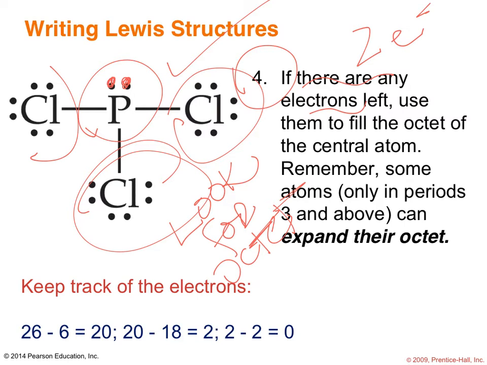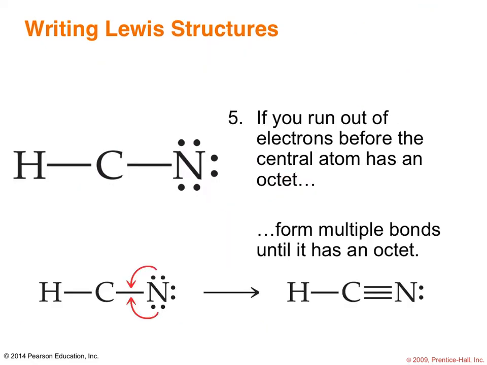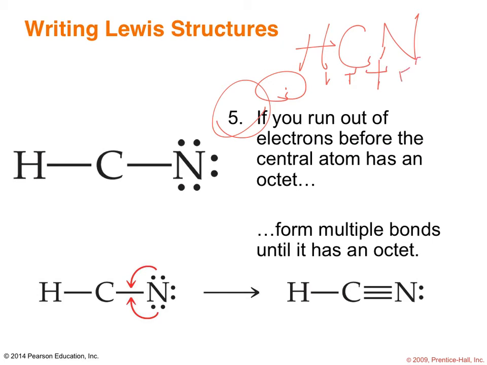But there will be quite a few of them that will require a 5th step. And here's that 5th step. Let's say that you run out of electrons and you notice that the central atom does not have an octet. So let's look at this example, and go through the steps. How many valence electrons? 1 plus 4 plus 5. So this compound has 10 valence electrons. So we're going to set it up with single bonds first, right?